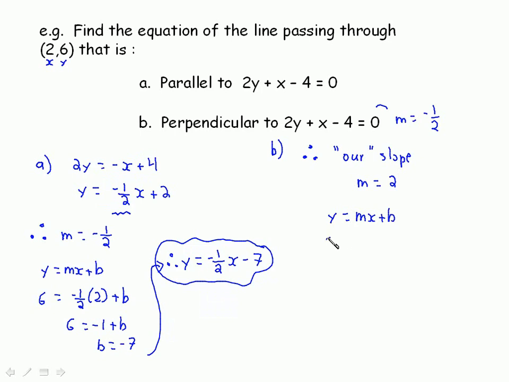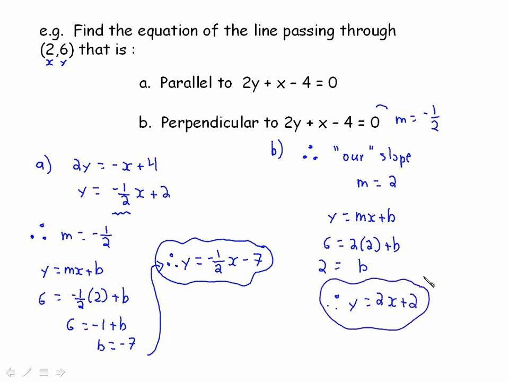Plug in the same point, y is 6 and x is 2, and m is also 2, and solve for b. So b, 6 minus 4, b is equal to 2. So therefore y is equal to 2x, slope is 2, plus the y-intercept of 2. That's the way that works.